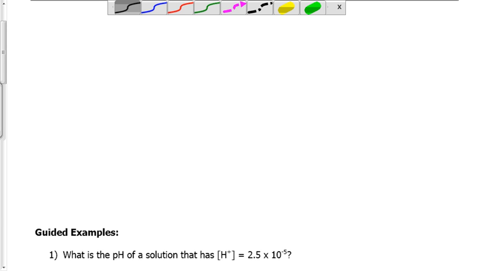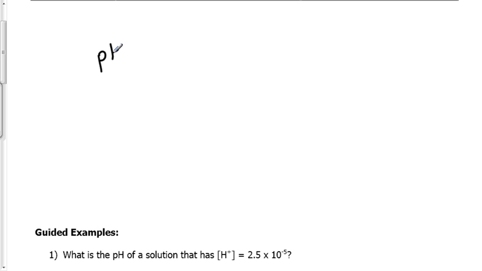Hello everyone, this is a video lecture on how to do pH calculations, and before we get into these guided examples, I'm going to briefly go through and map out how we're going to do all the calculations. So when we're in the acid-base unit, we are commonly going to be looking for pH, because we can then use the pH scale and try to find how acidic or how basic something is.